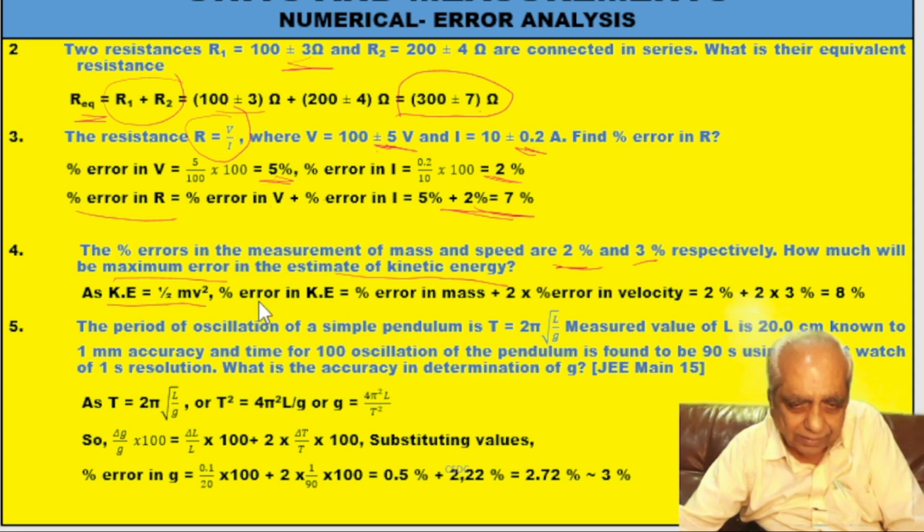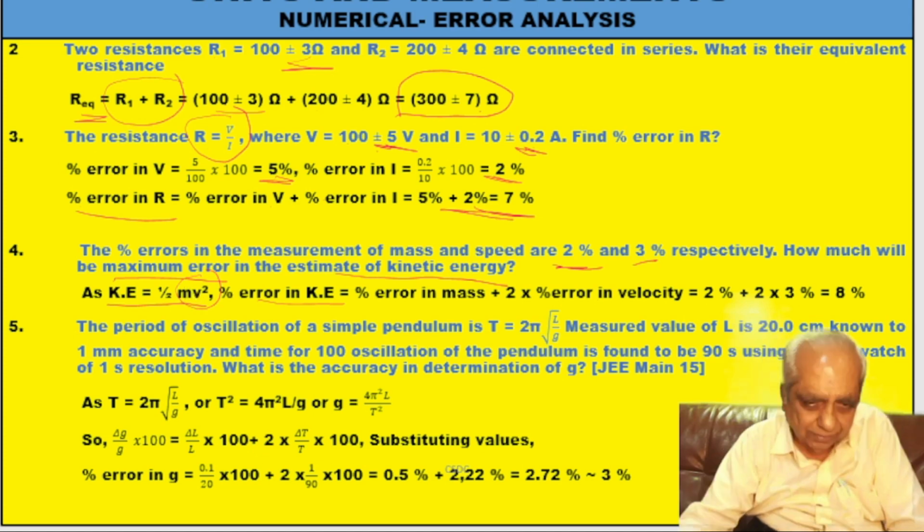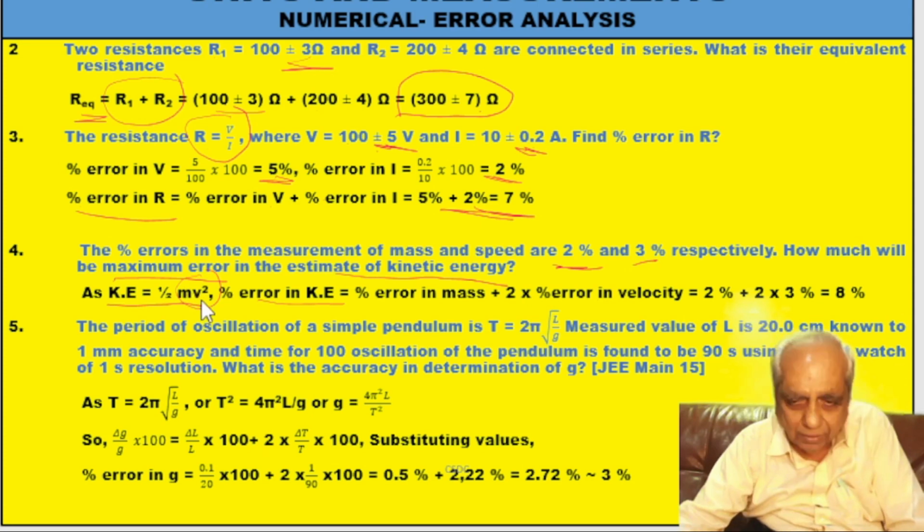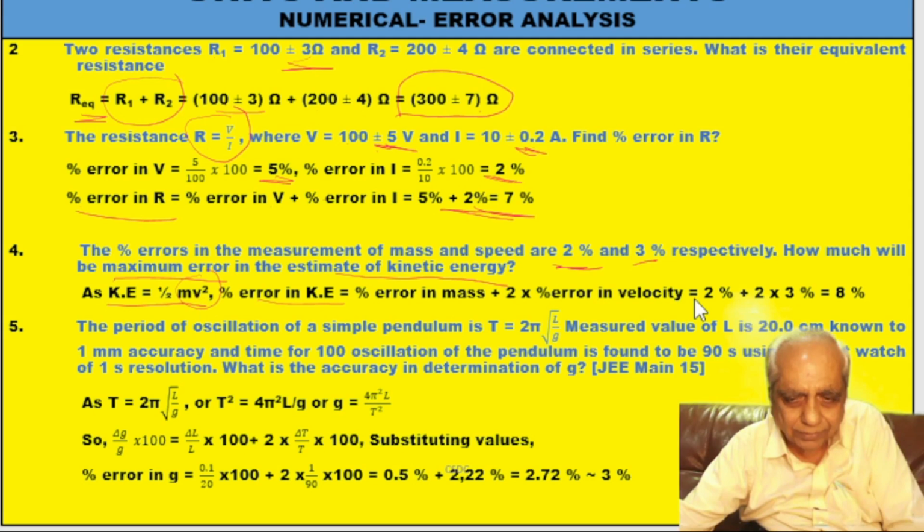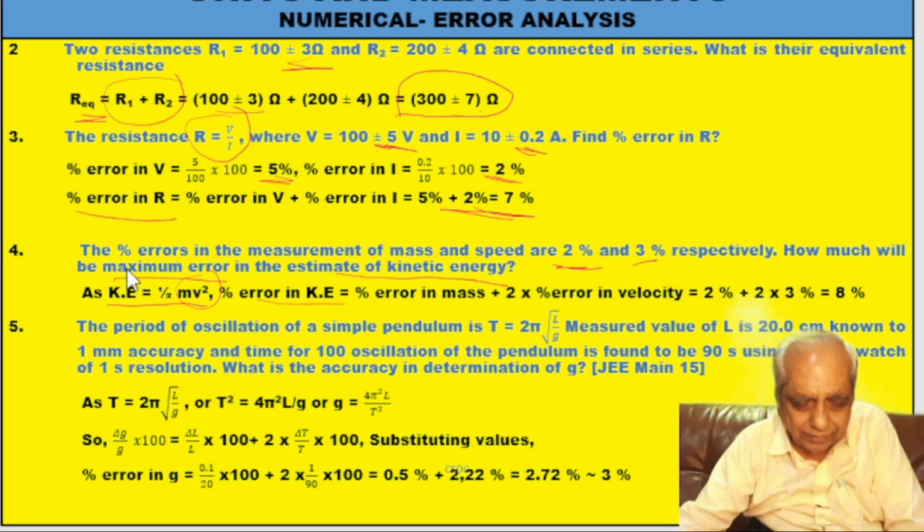So error in kinetic energy from this formula would be percentage error in mass plus 2 multiplied by percentage error in velocity. I have substituted the values, and I have got 8%. So you see the contribution of velocity, because of v square, is much more. Velocity contribution is 6%, whereas contribution by mass is 2%. So in case you want to calculate the kinetic energy, you should be very thorough in measuring velocity.